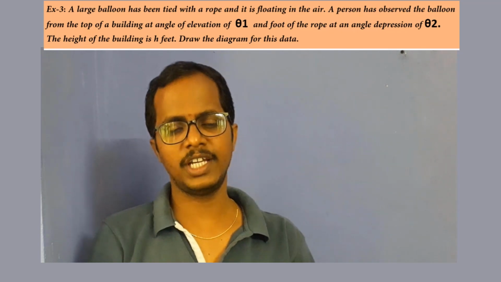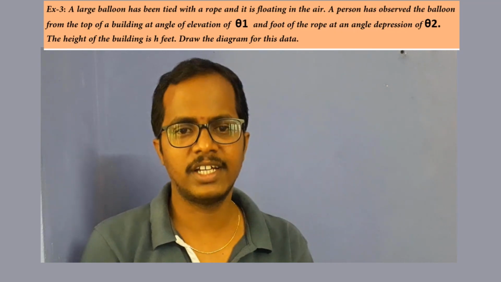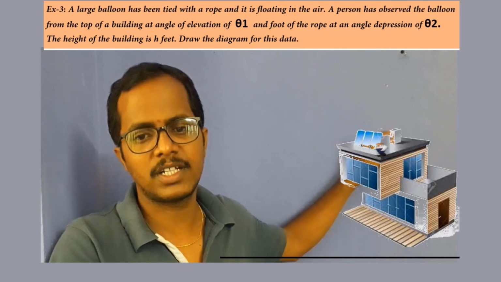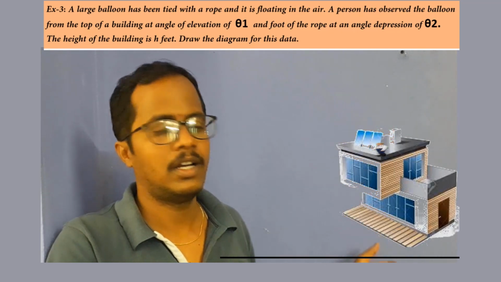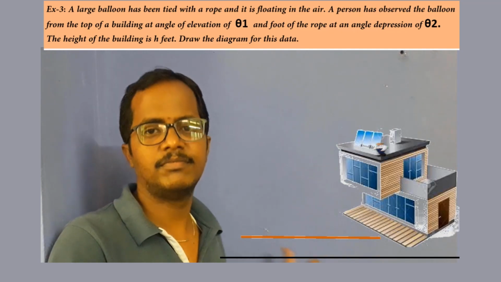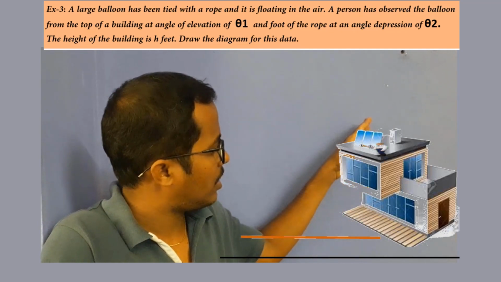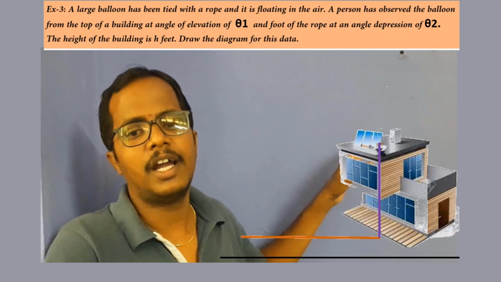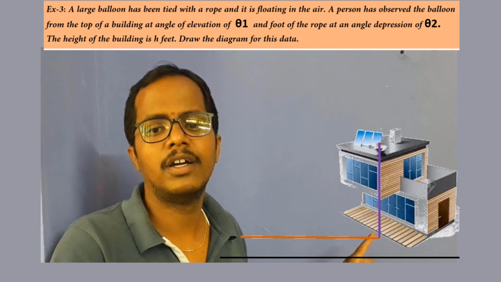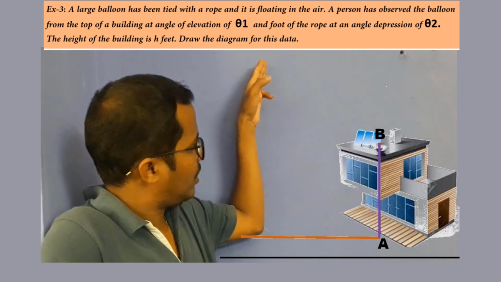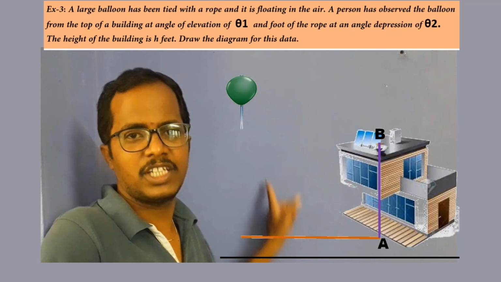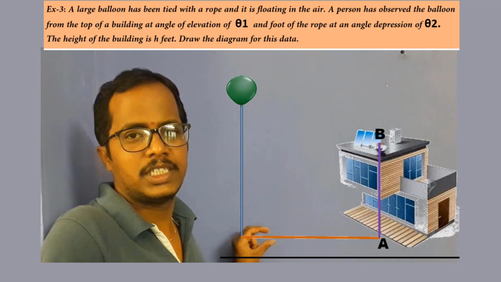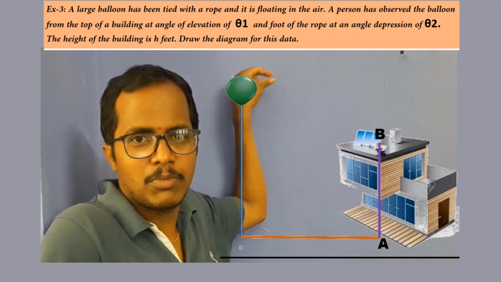Let us see. So here, first the observer is standing on the top of a building. So let us take a building. On the top of the building, an observer stands there. And let us take the ground with a straight line. And the height of the building is represented with a vertical line and name it as AB. And now take a large balloon which has been tied with a rope and name its bottom position with C and the top point of the balloon with D.